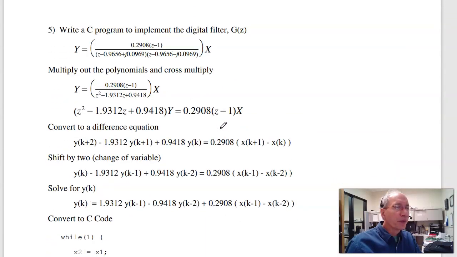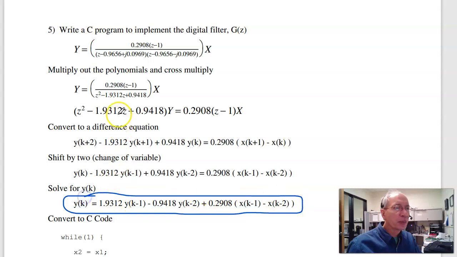Problem 5. Write a C program to implement this filter. Now this is why we like digital filters. They're really easy to implement. The trick is multiply everything out, cross multiply, find the difference equation, shift everything so it's causal, solve for y of k, and that's basically your program.